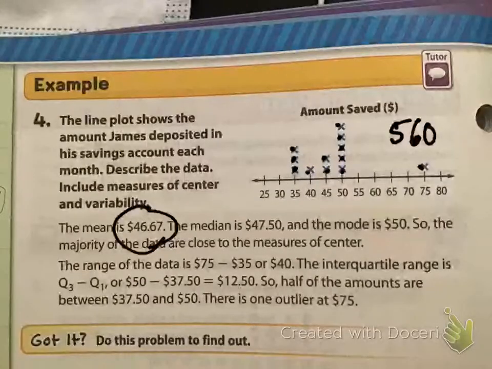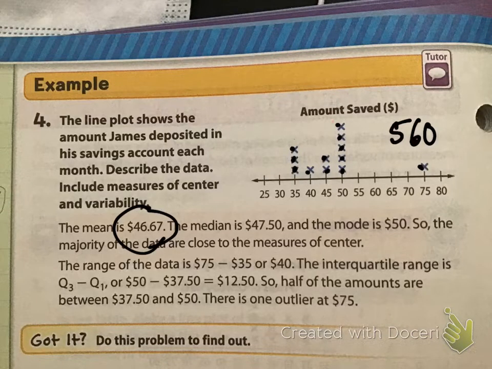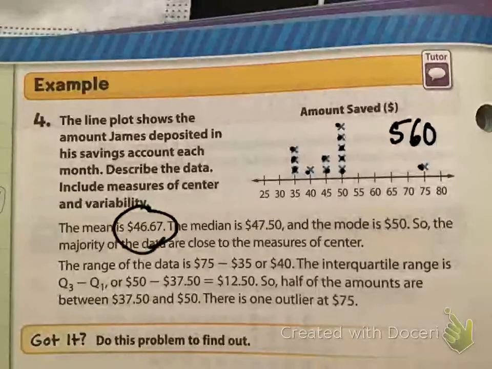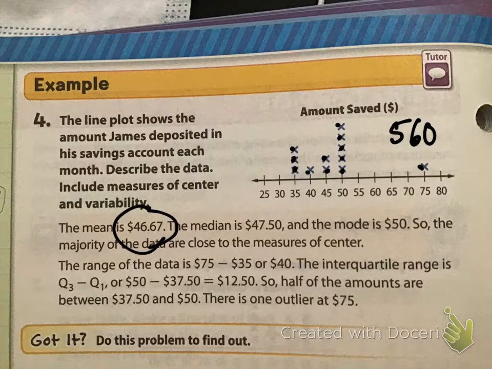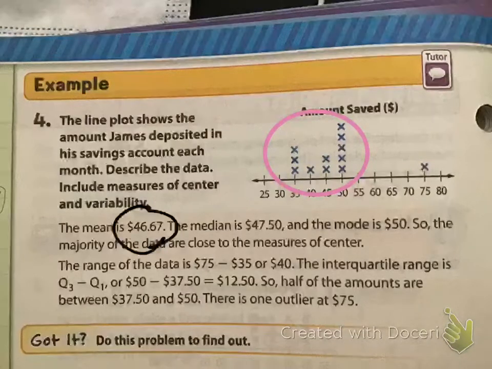So the range of our data is our biggest minus our smallest, 75 minus 35, or $40. Our interquartile range, Q3 minus Q1, or $50 minus $37.50, is equal to $12.50. So half of the amounts are between $37.50 and $50. So the one outlier is, again, 75, which it looks like because it's far away. But you can't always trust just because it's far away. Although a lot of times when we see a great clumping of data and then one very far away, that gives you a good idea that it's an outlier.